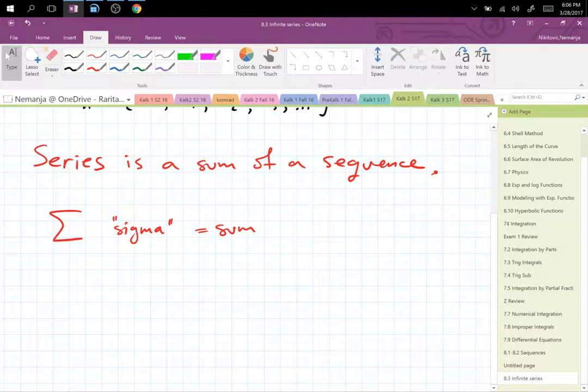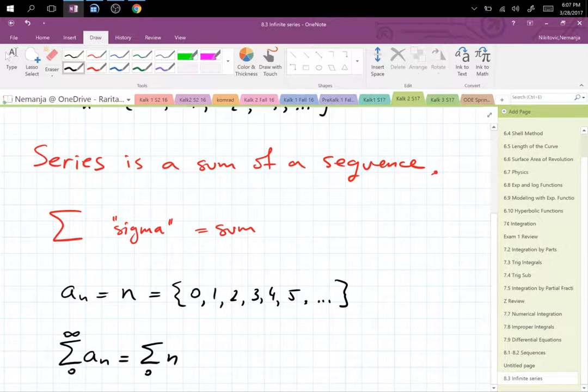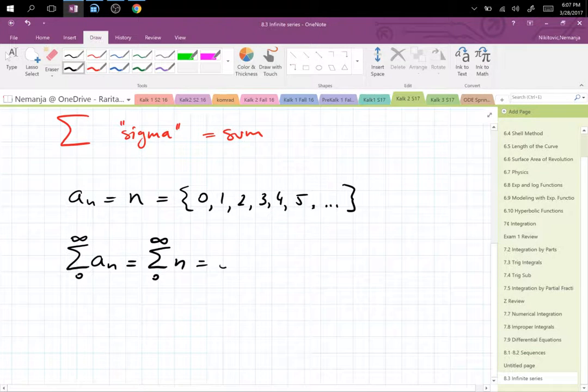I'll still write it. And what we had before is that if you have that your a_n is equal to n, which had, let's start at 0, and then 1, and then 2, and then 3, and then 4, 5, and so on, you will have summation of a_n, which in this case is summation of n, which starts at 0, goes to infinity. So you will write those limits right there. And that is going to be 0 plus 1 plus 2 plus 3 plus 4 plus 5, going on forever.